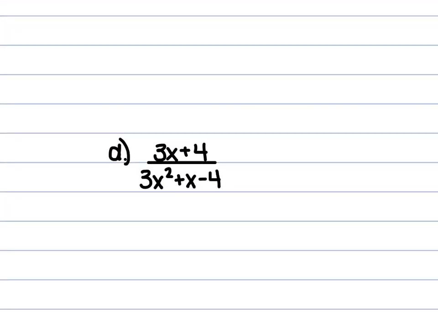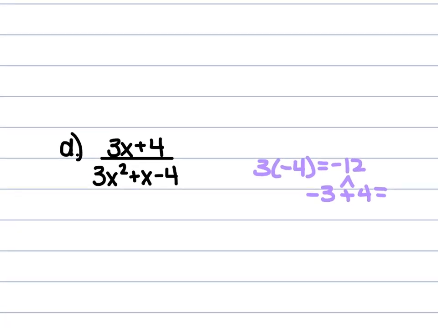For D, we have 3x plus 4 over 3x squared plus x minus 4. So again, do what you know how to do to factor out that bottom. You can multiply the 3 times the negative 4. That's going to give you negative 12. We want to find the factors that add up to be the 1. So this is going to be a positive 4 and a negative 3. So negative 3 plus 4 gives us 1. So we're going to replace the middle and factor that.